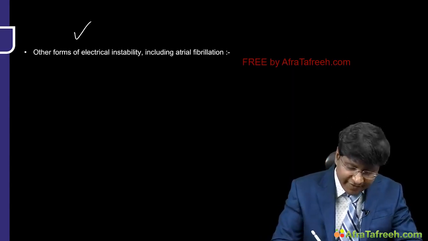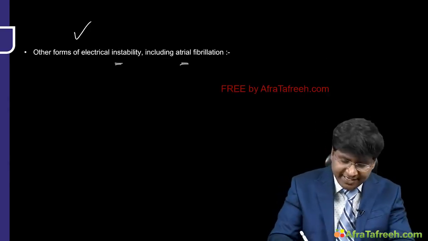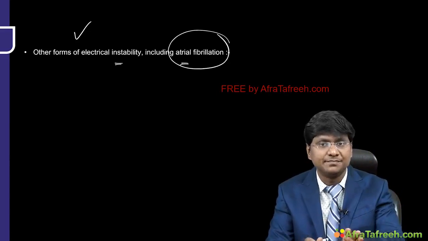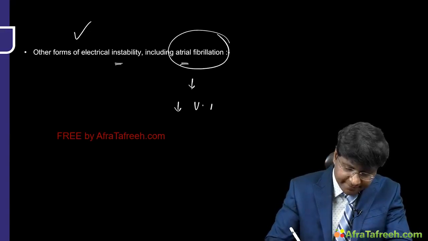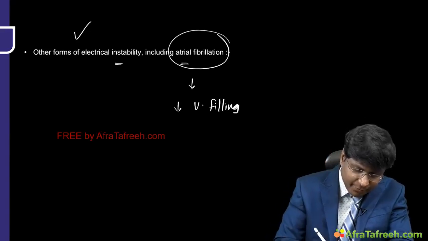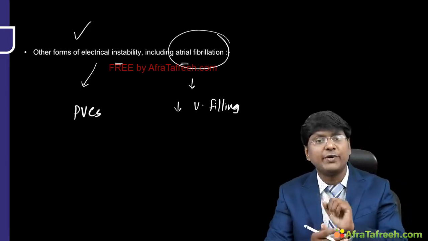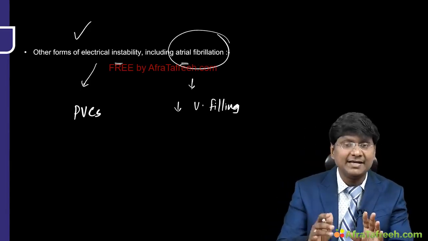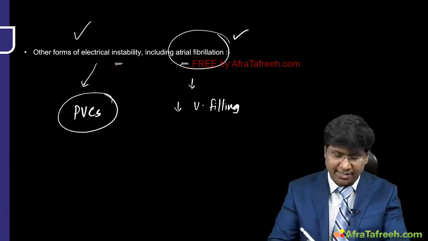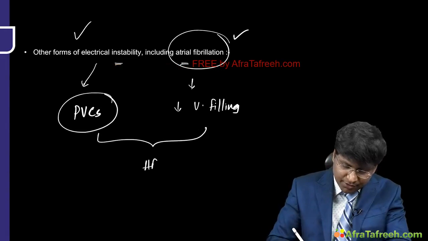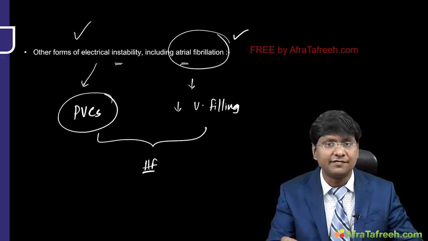The other forms of electrical instability include the development of arrhythmias. If there is atrial fibrillation, that will cause reduced ventricular filling, and another important form of electrical instability is frequent premature ventricular contractions. Atrial fibrillation and premature ventricular contractions also contribute to the worsening of the heart failure.